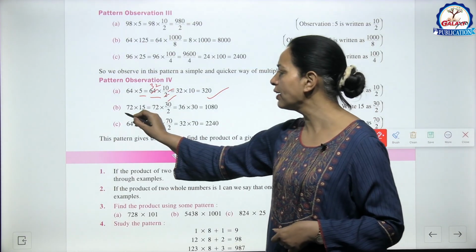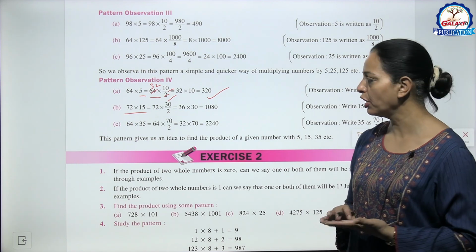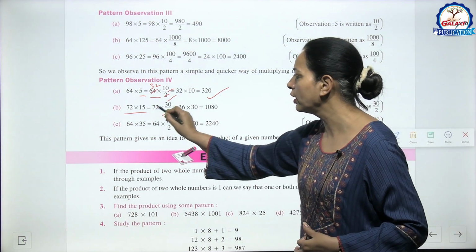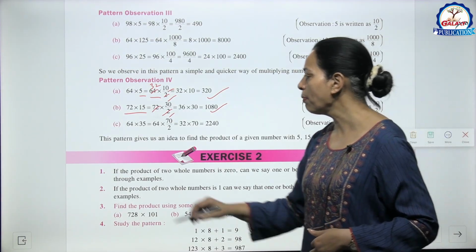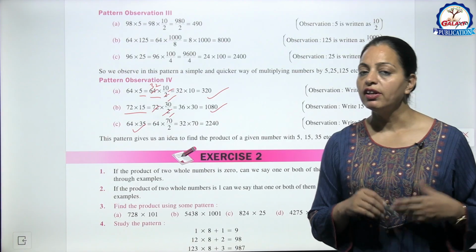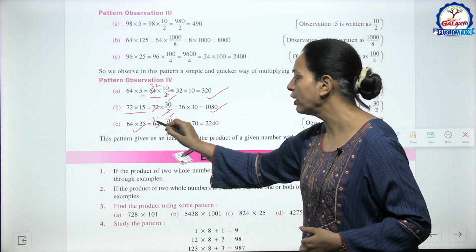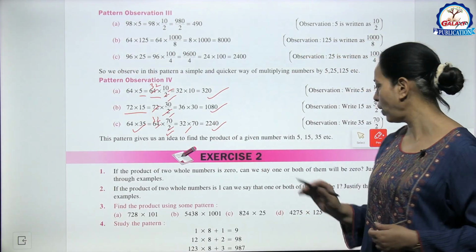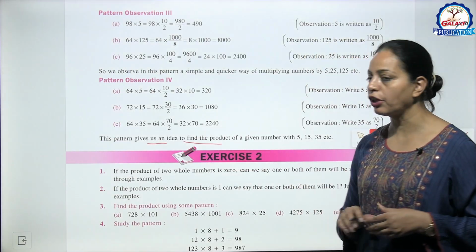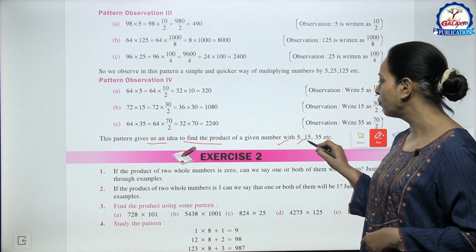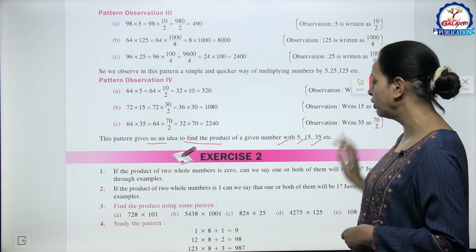Now here B part, 72 into 15. 15 we will change to 30 upon 2. Now cut the numbers. Answer is 1080. Now C part, 64 into 35. 35 we will write as 70 upon 2. Now cut it. We will get this value, right? So in this pattern, this gives us an idea to find the product of a given number with 5, 15, 35, etc. I hope these are clear to you.